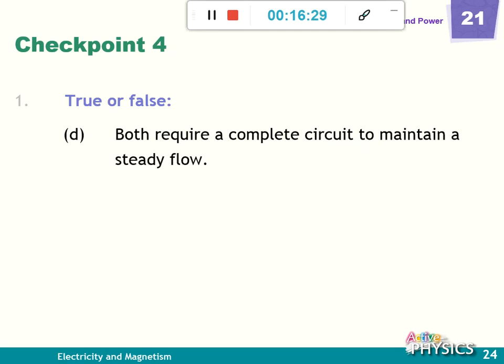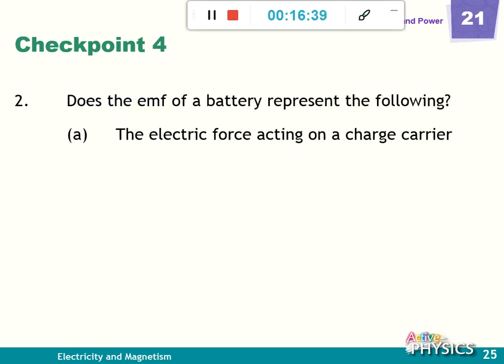D. Both require a complete circuit to maintain a steady flow. That is normal, and this is called a complete circuit or closed circuit. Question number 2. Does the EMF of a battery represent the following? A. The electric force acting on a charge carrier. No. Electric force acting on a charge carrier, and what is the meaning of it? Does the EMF of a battery represent the flow?